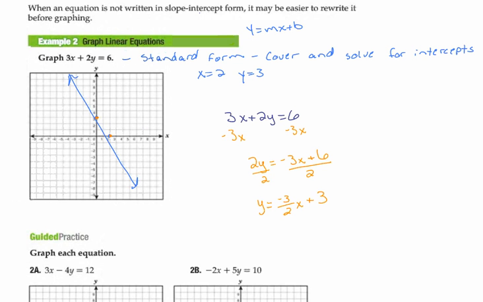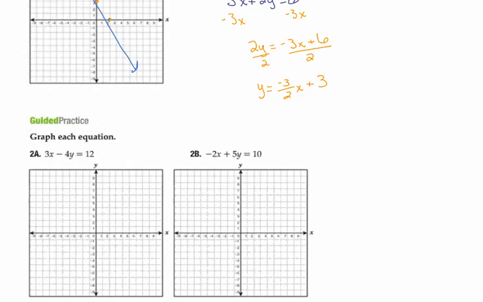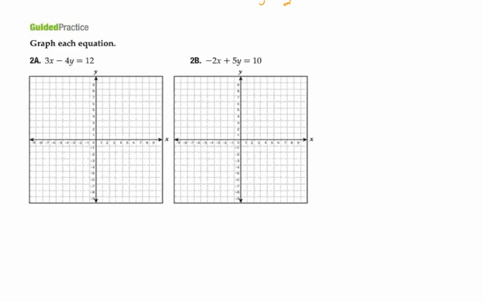And notice how much faster it was to use standard form, the cover and solve, because it was written in standard form. Okay, so that's one of my goals with graphing, is for students to look at what form it is and understand what is the best way to graph it. Do I cover and solve, or do I look at the clues of the y-intercept and the slope? Okay, so go ahead and look at these 2 guided practice and graph these.